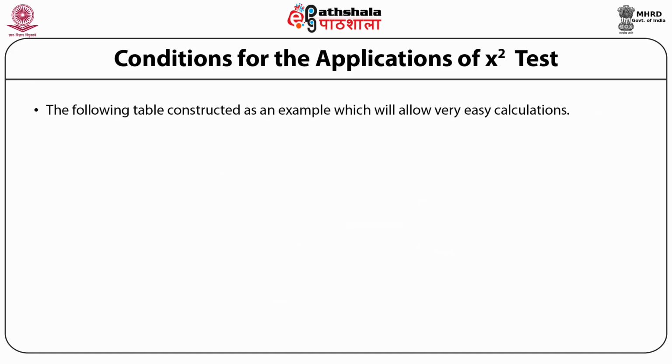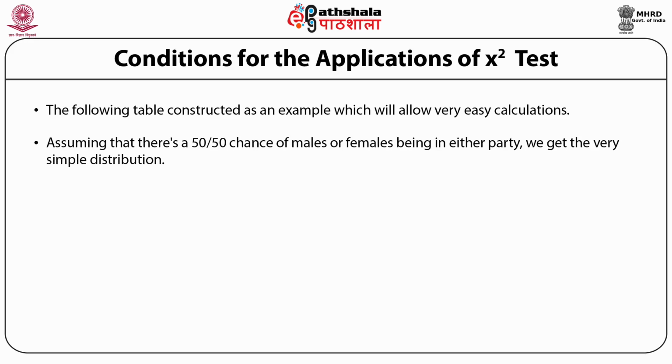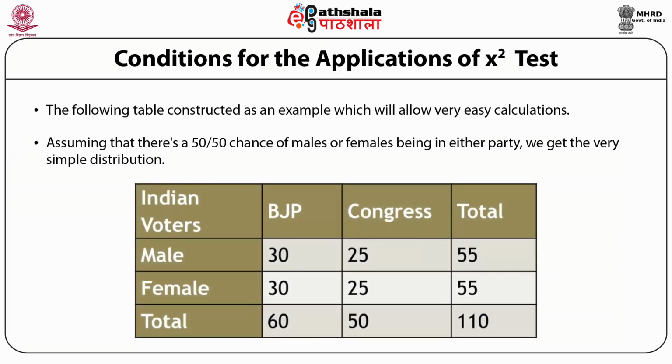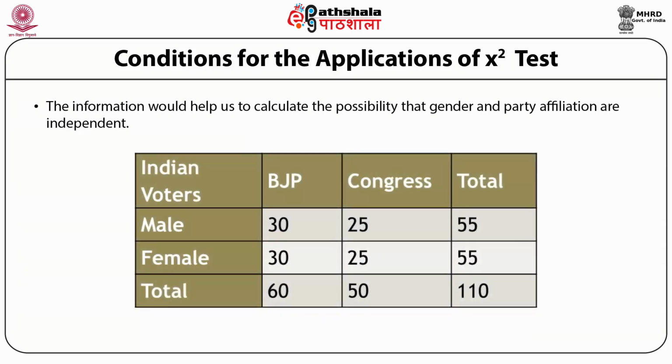However, the following table is constructed as an example to help with easy calculation. Assuming that there is a 50-50 chance of males and females being in either party, we get a very simple distribution. In this table, we have divided the total preference into a 50-50 ratio. So BJP is 60 divided into 30-30, and the 50 of Congress have been divided into 25 and 25. This information would help us to calculate the possibility that gender and party affiliation are independent. We can assume a different null hypothesis for a chi-square test.